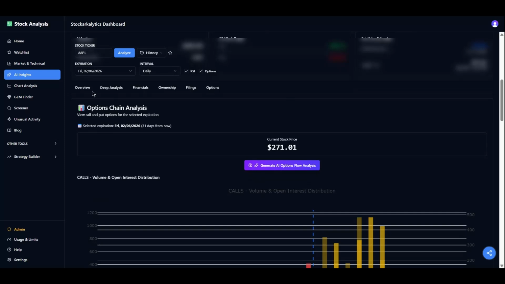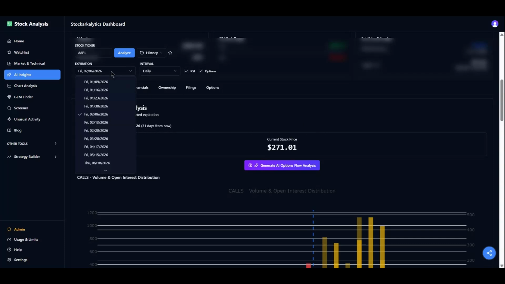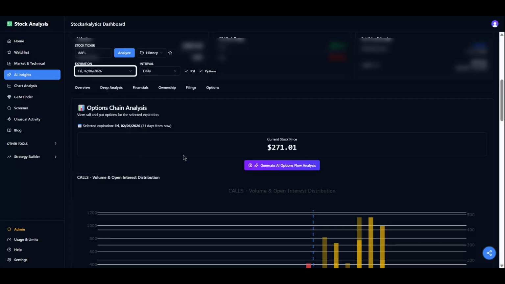Up here is the options chain analysis. First, we're looking at the selected expiration. You can change that using the expiration dropdown at the top. That matters because the entire options picture changes depending on how far out you're looking. Right underneath that, you'll see the current stock price. That's the reference point for what's in the money and out of the money. And if you want the platform to summarize the options positioning for you, click on Generate AI Options Flow Analysis. That creates an AI-generated read on what the chain is implying, without you having to manually interpret every strike.